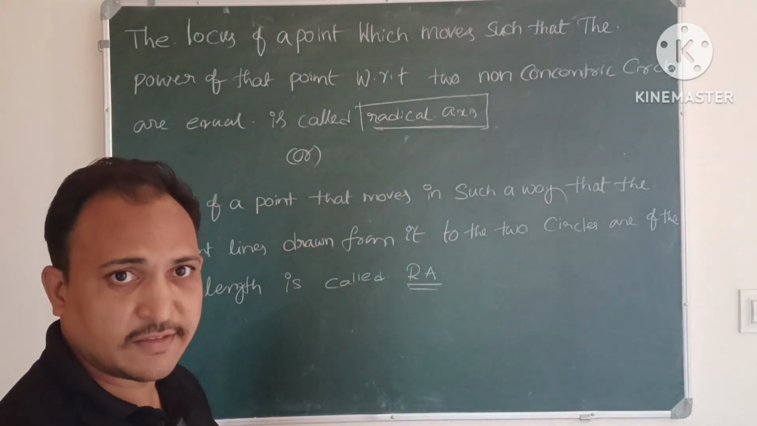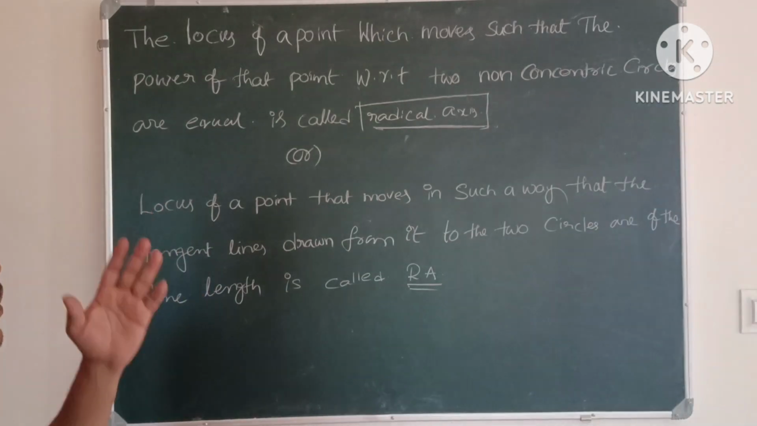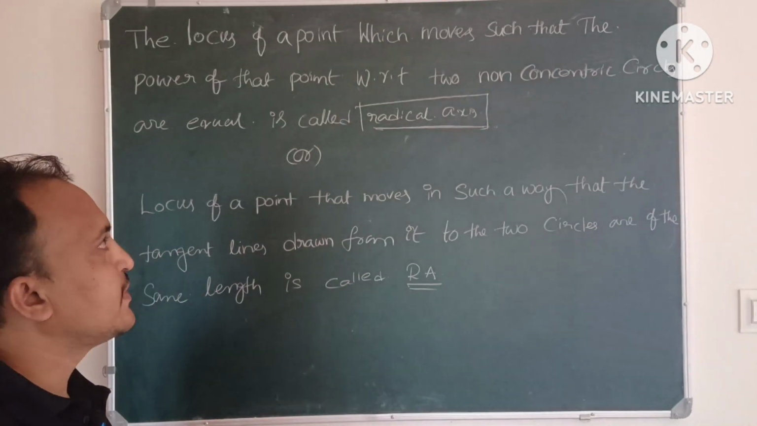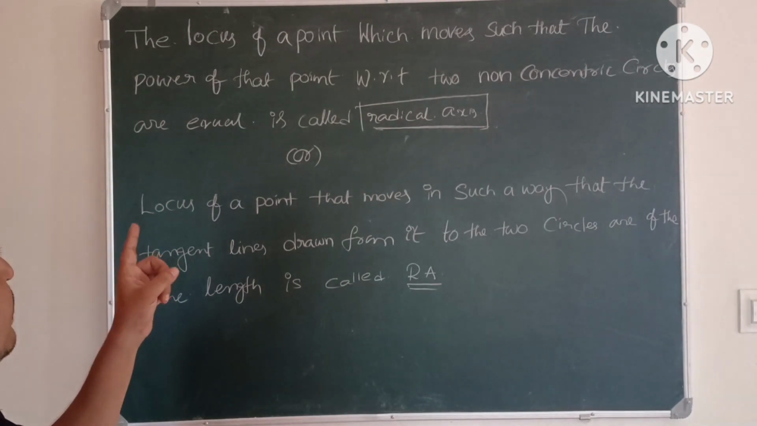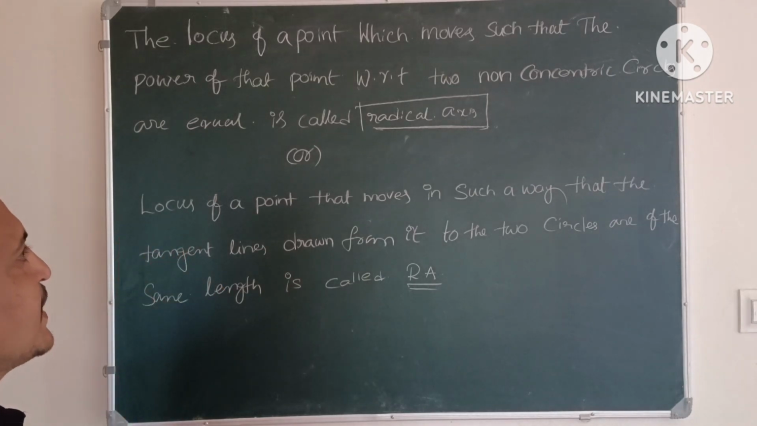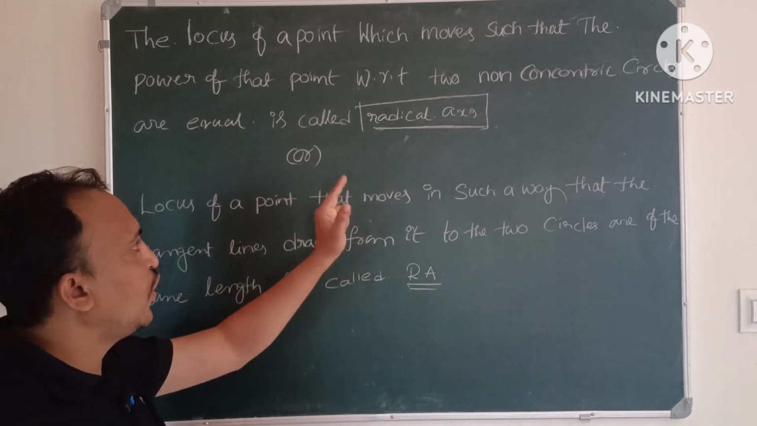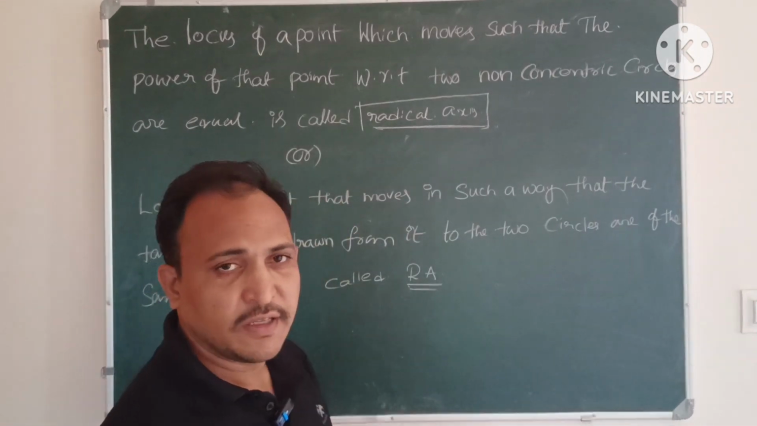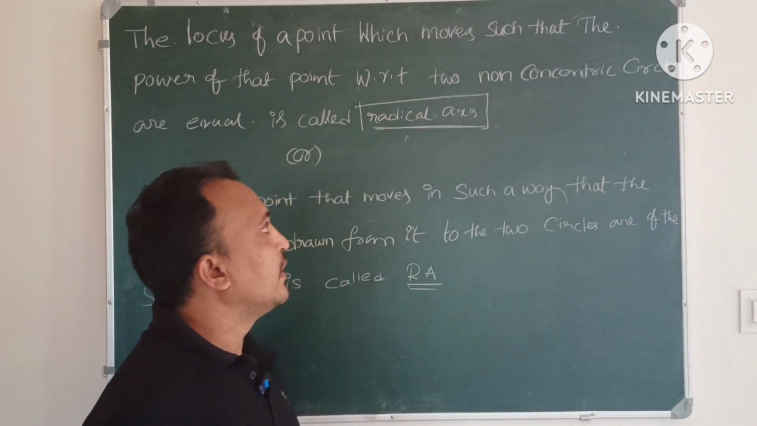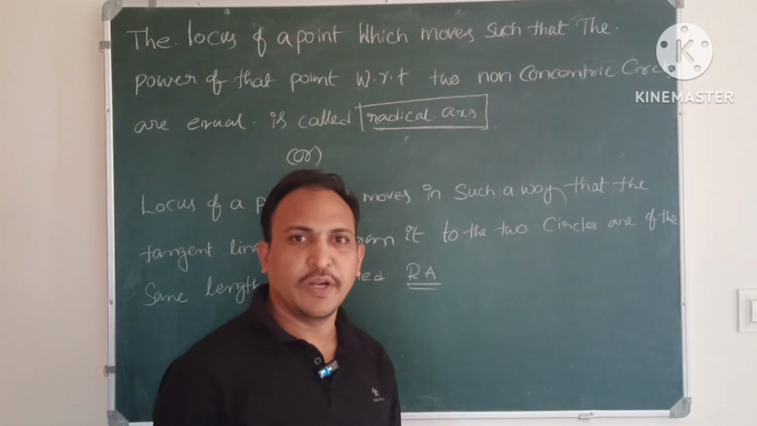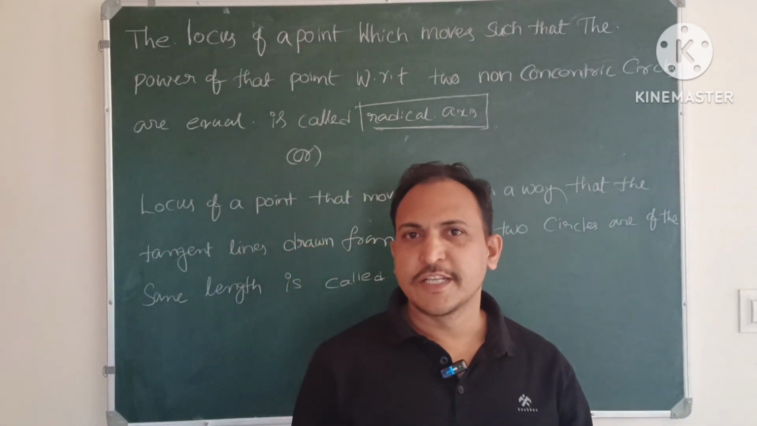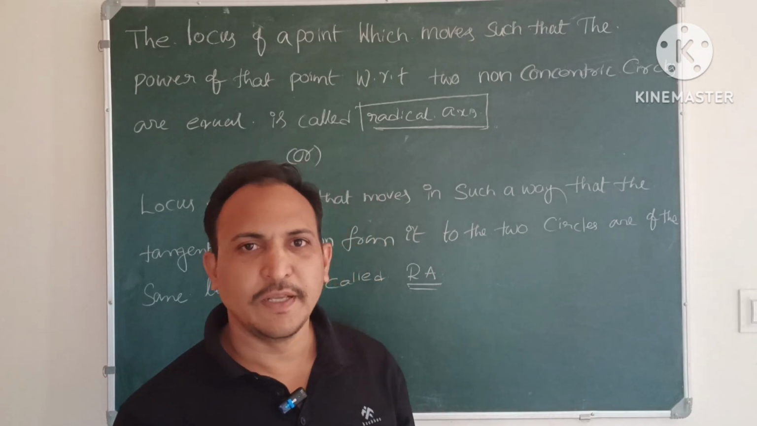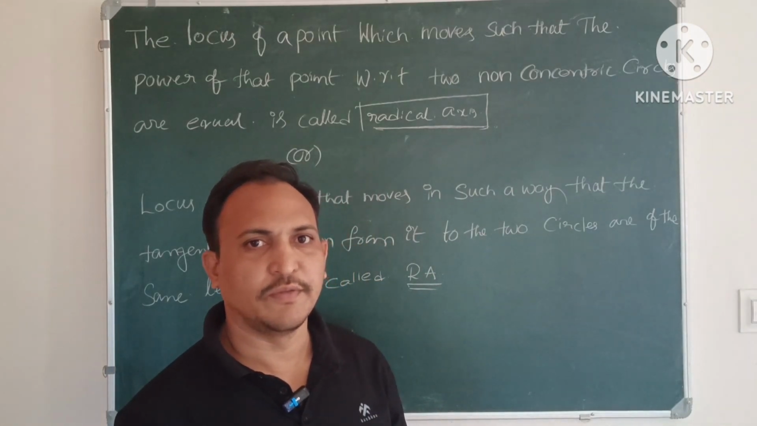What is radical axis? The locus of a point which moves such that the power of that point with respect to non-concentric circles are equal is called a radical axis. The power of a point. What is the power of a point? If you don't know, in the description I will give a link. Please once go through that video.